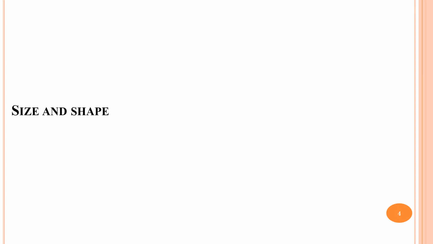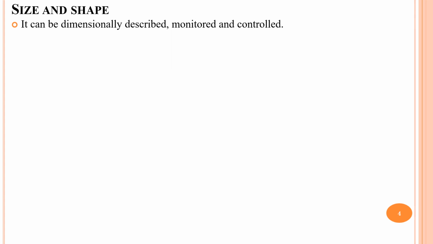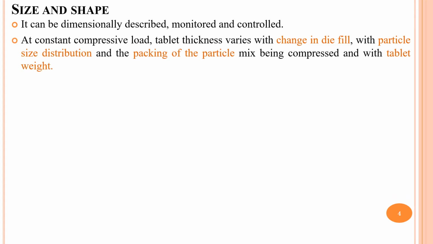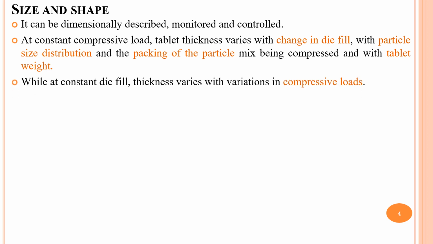Discussing the first point of evaluation, that is size and shape. Size and shape can be dimensionally described, monitored and controlled. At constant compressive load, tablet thickness varies with change in die fill, particle size distribution, packing of the particle mix and the tablet weight. While at constant die fill, thickness varies with the variation in compressive loads.